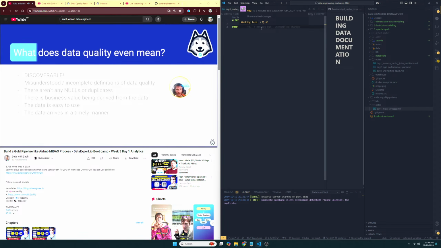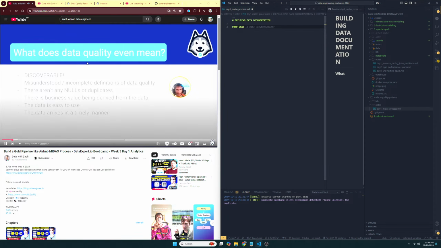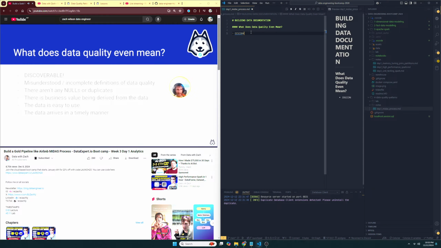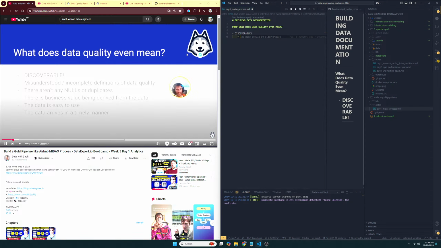Okay, so what does data quality even mean? That was one of the things I alluded to in the last couple slides. One of the most important things for data quality, and it's underrated, but also difficult, is discoverability. What that means is, if someone's trying to make a decision and they want to know, oh, does this data exist? It's easy to get that data.